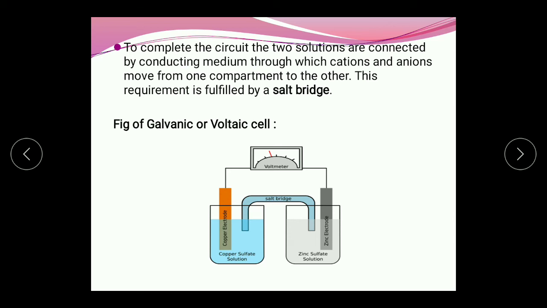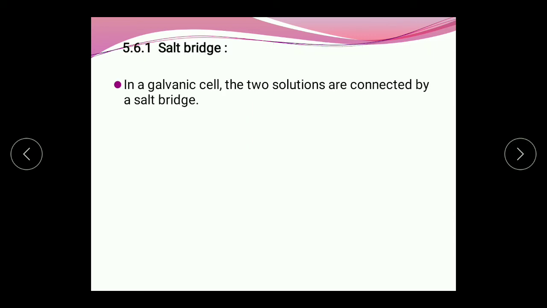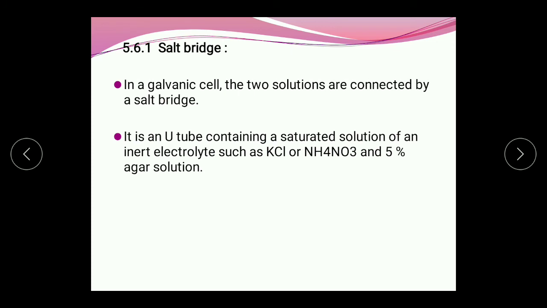Now, let us study the salt bridge. What is a salt bridge? A salt bridge is required to connect two solutions. So in galvanic cells, two solutions are connected by a salt bridge. It is actually a U-tube containing a saturated solution of an inert electrolyte such as KCl, potassium chloride, or NH4NO3, that means ammonium nitrate. And these salts are in 5% agar solution.